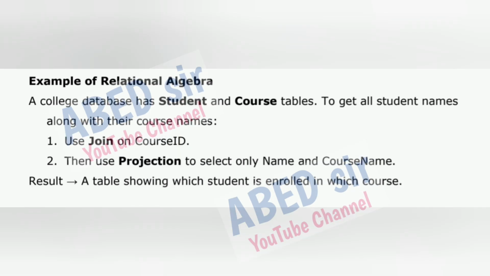Example of relational algebra. A college database has student and course tables. To get all student names along with their course names: 1. Use join on course ID. 2. Then use projection to select only name and course name. Result: a table showing which student is enrolled in which course.